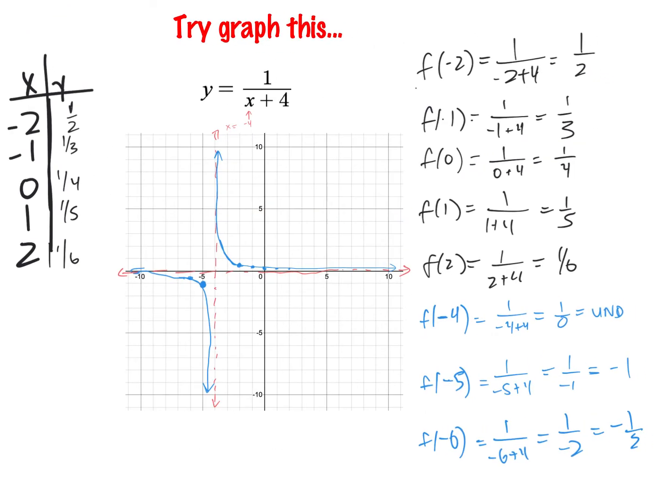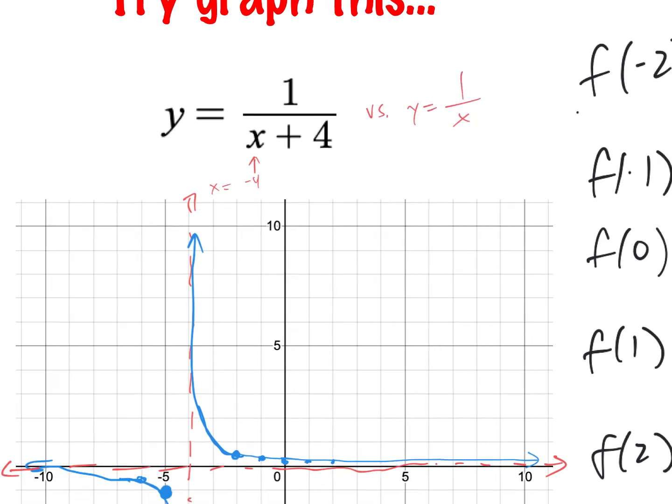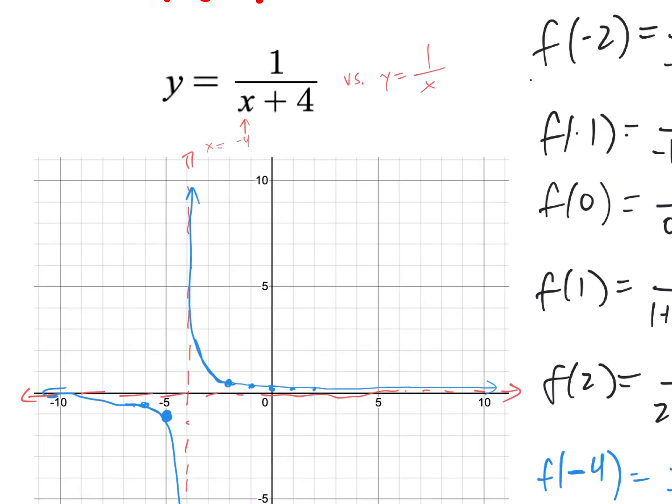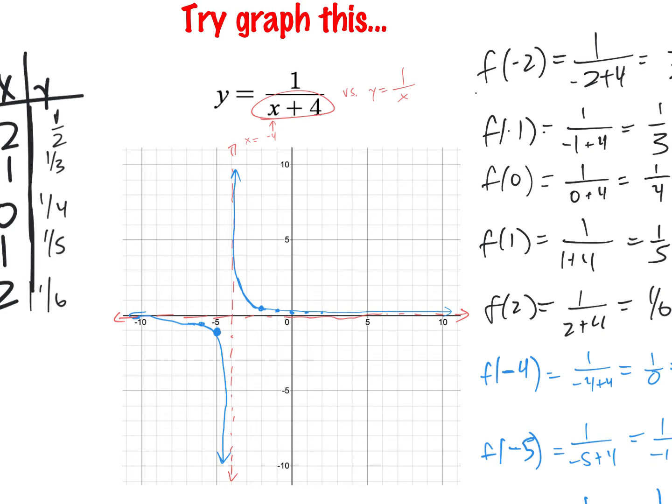So you can see, y is equal to 1 over x plus 4, versus y is equal to 1 over x. You can see that the vertical asymptote almost got shifted by adding 4 to the denominator, shifted over 4 units. We'll talk about that more tomorrow.